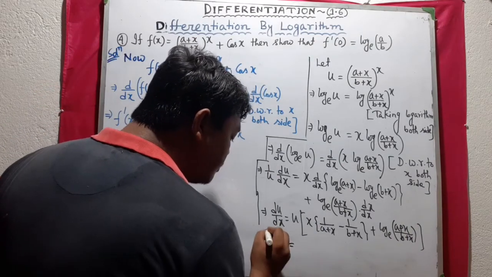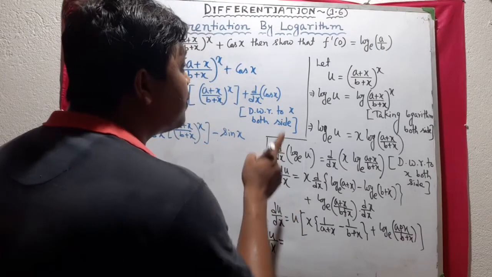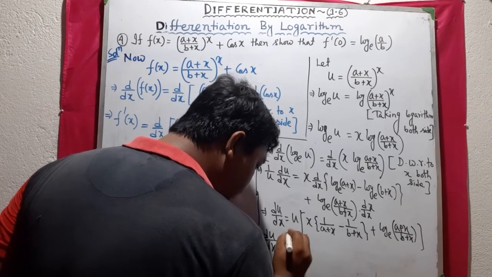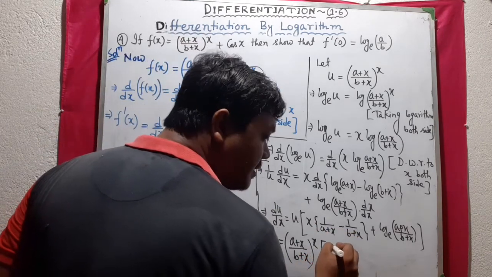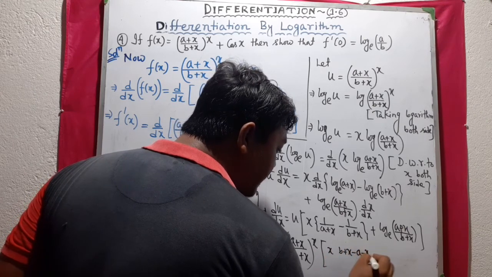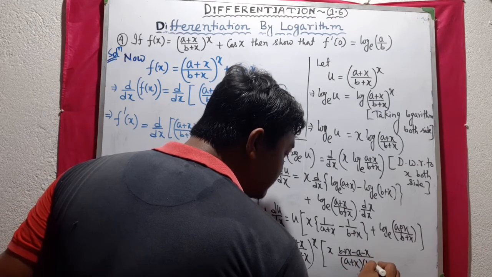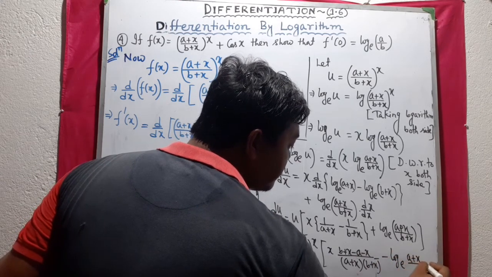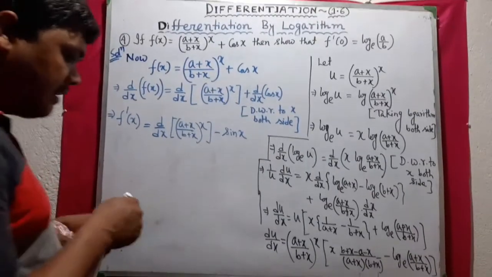Okay, so du/dx equals to, what is my u? u equals, we have taken (a plus x by b plus x) whole to the power x, and after some calculation we will get x into (b plus x minus a minus x) by (a plus x) into (b plus x), plus log base e (a plus x by b plus x). Right? So x cancelled.